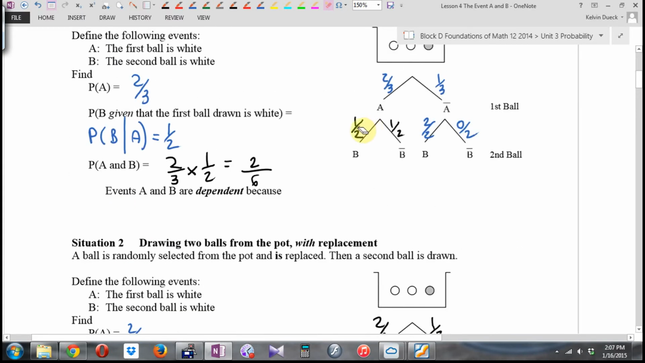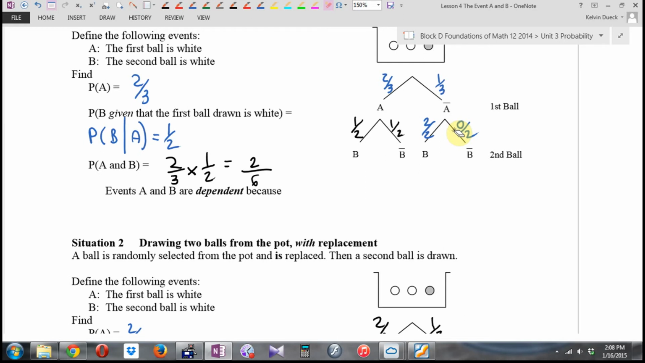What can you tell me about these 2 branches compared to those 2 branches? They are different. Why? Apparently, what you got on the first draw affects the probability of what's going to happen on the second draw. That's the definition of dependence. What happens earlier affects what happens later. Okay? So there's several ways to define this or fill in the blank.